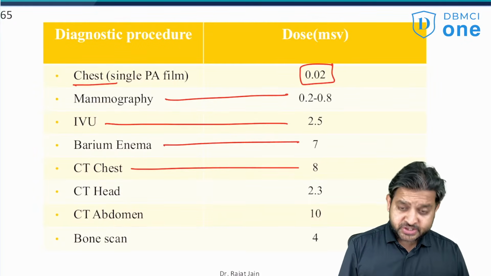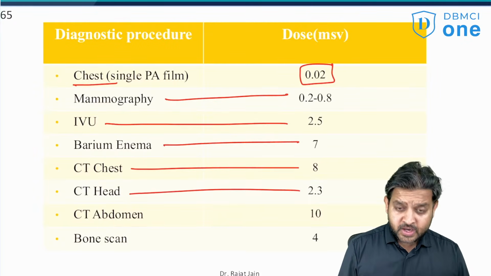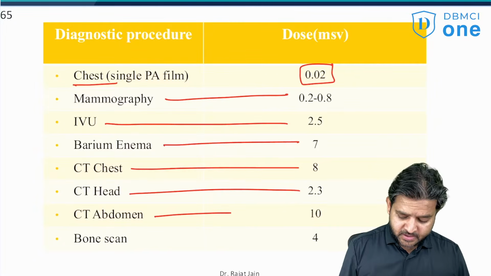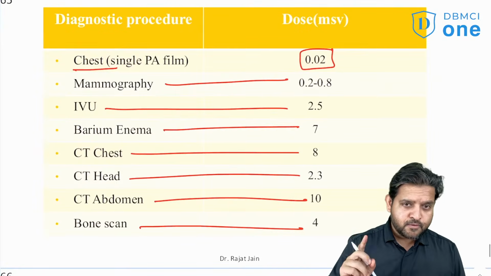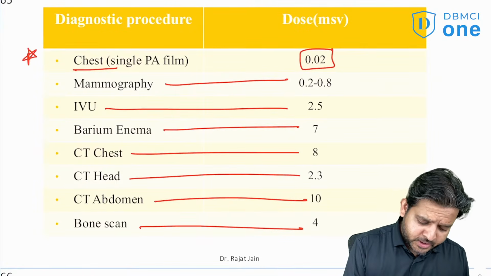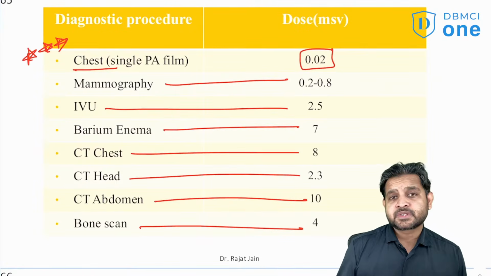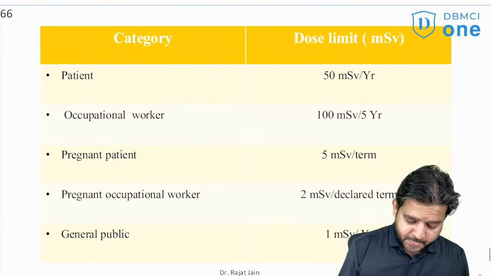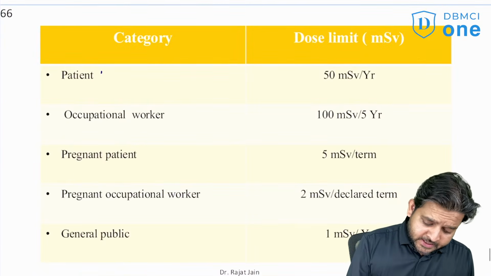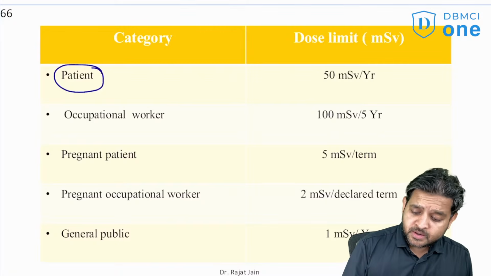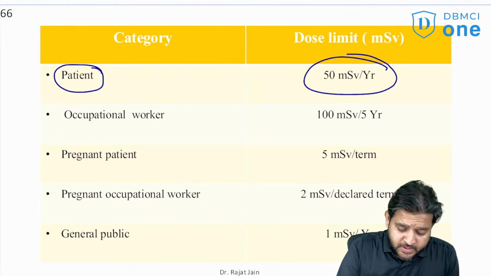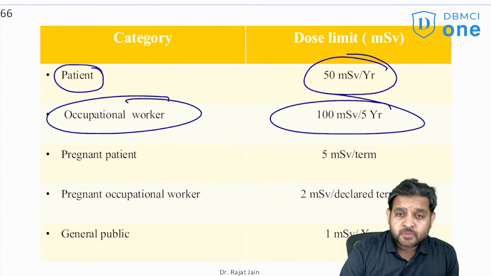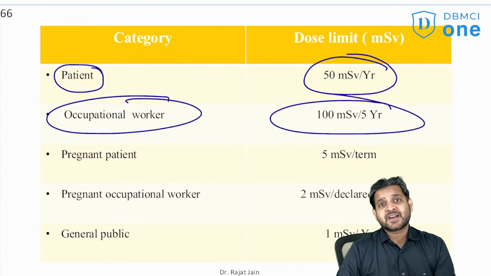For a CT chest, 8 millisievert. For a head, 2.3 millisievert. For an abdomen, 10 millisievert. And for a bone scan, 4 millisievert. Very, very important values should be on your fingertips once you go for the exam. Now, it is to be noted that a patient should not be given more than 50 millisievert of radiation in a year, whereas an occupational worker should not be given more than 100 millisievert in 5 years, right?